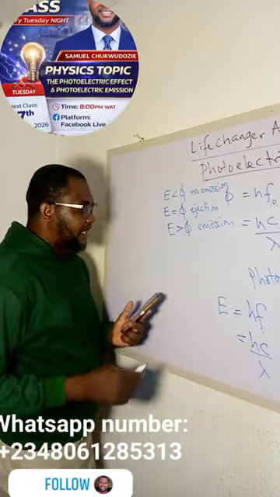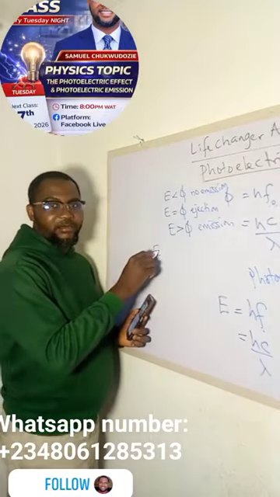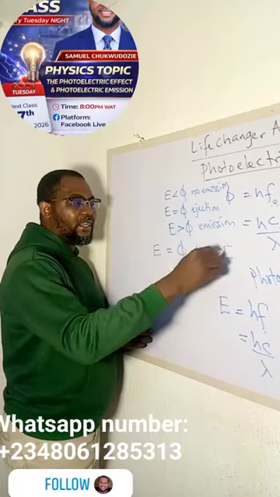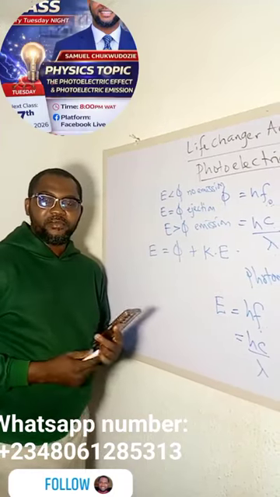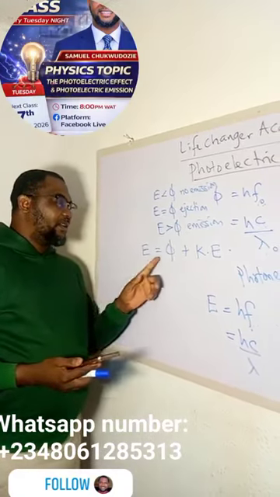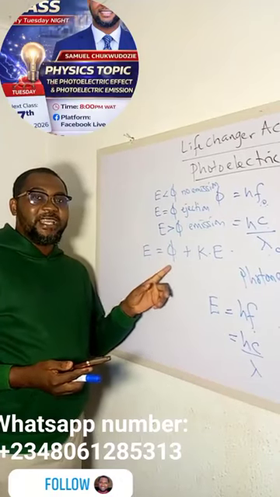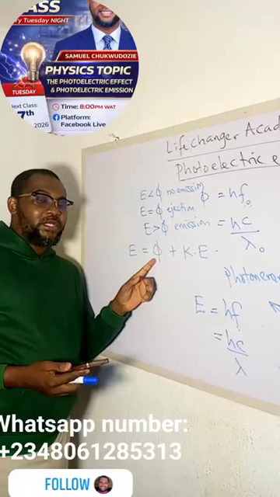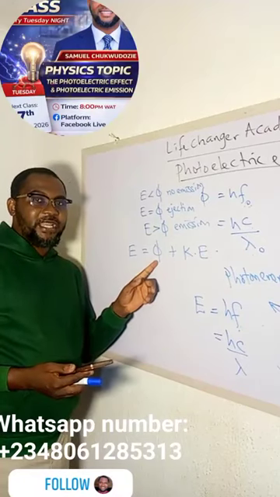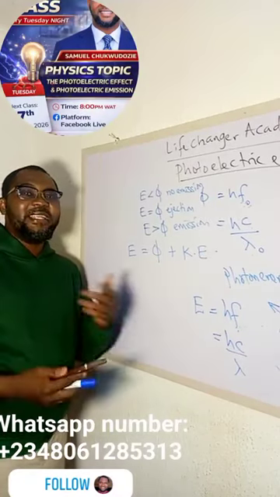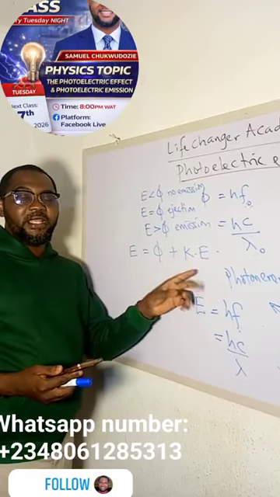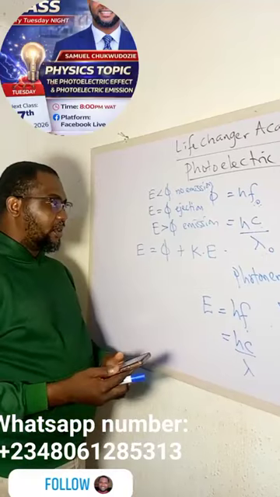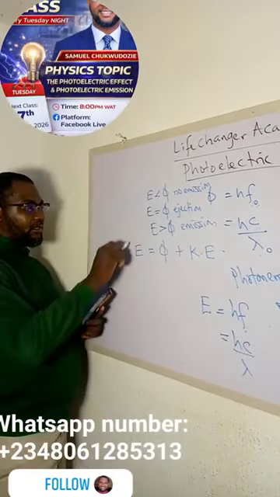So let me say this, that the energy of the incident light by formula is equal to the work function plus the kinetic energy of electrons. This balances it. That means if the energy of light is greater than the work function, this is enough to eject the electron. But if it is greater, the remaining energy will now be converted to kinetic energy. That means the electron is going to gain speed. So this is the formula relating them.